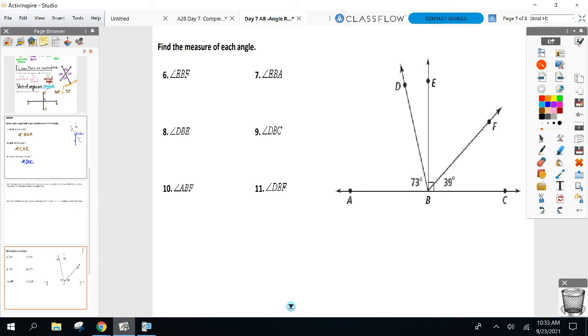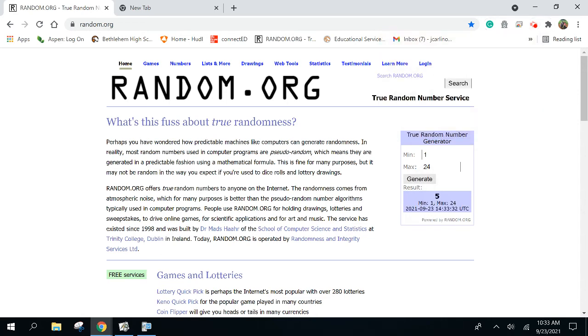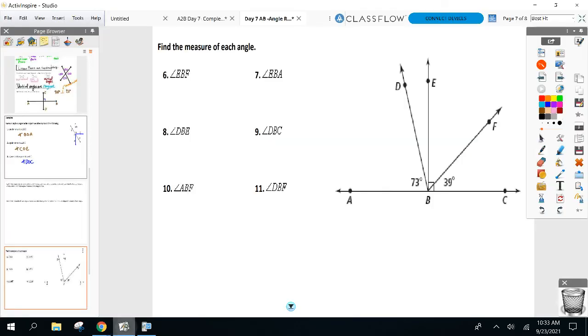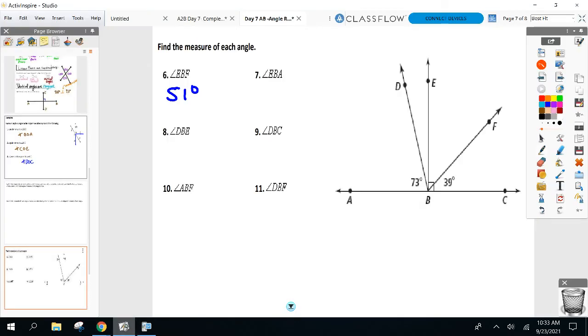Okay, let me know. Number 6, EBF. Cheat sheet. Ooh, look at that. Didn't need it. Aiden, what do you got? 51 degrees. Good. Again, guys, if you have a question, save it for the end here. What do I have next? EBA. Next one, number 7. EBA. Who do we got? Zach, go ahead. 90 degrees.